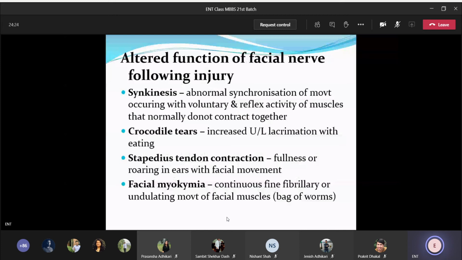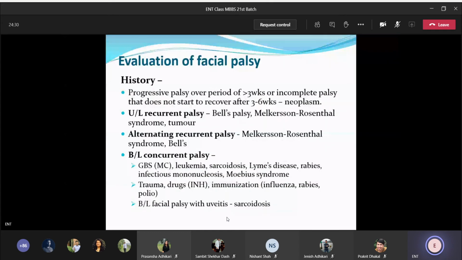Now, how to evaluate? History taking. So you should take the history. Progressive palsy over a period of 3 weeks, or incomplete palsy that does not start to recover after 3 to 6 weeks, there may be neoplasm. If it is complete, and long standing, gradually progressive, there may be neoplasm. And unilateral recurrent palsy is basically due to Bell's palsy, or Melkersson-Rosenthal syndrome, or maybe tumor. Alternating recurrent palsy, there may be Bell's palsy or the Melkersson-Rosenthal syndrome.